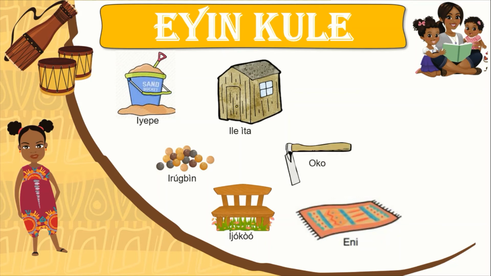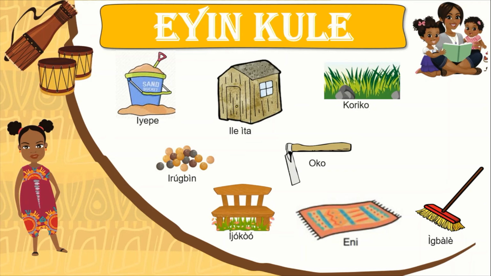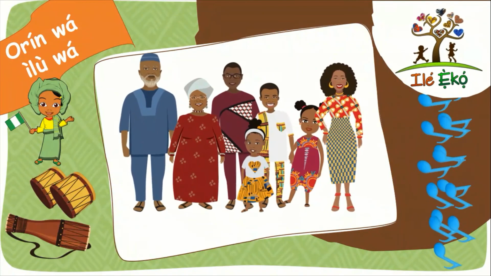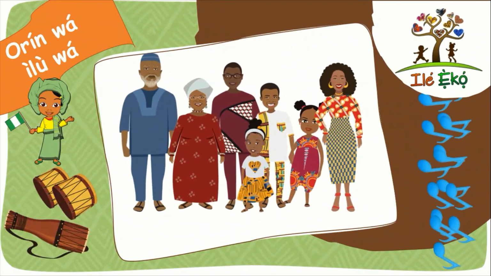Koriko is the grass that we sit on. Anything that we can play with, nkan isere.